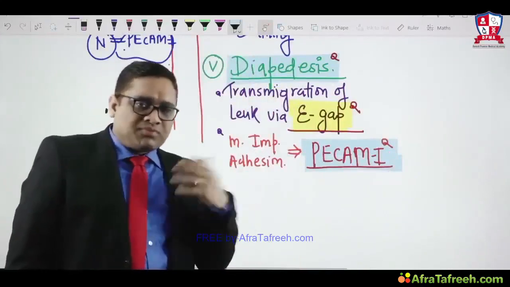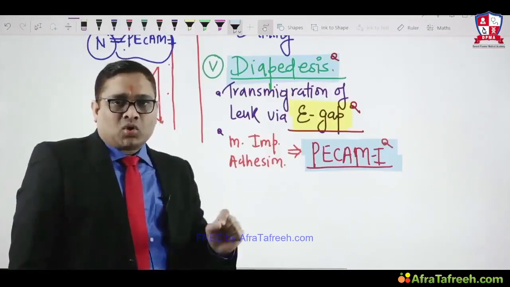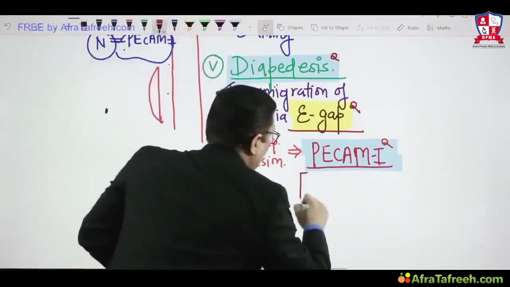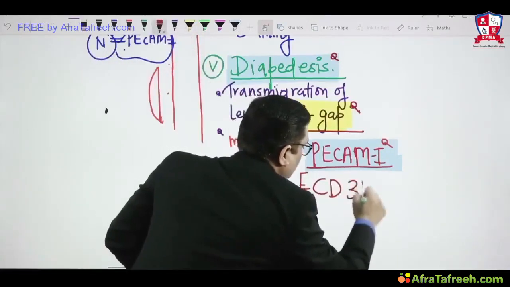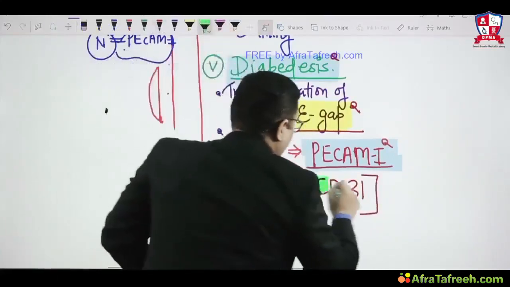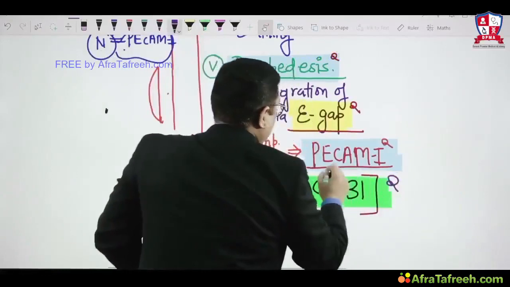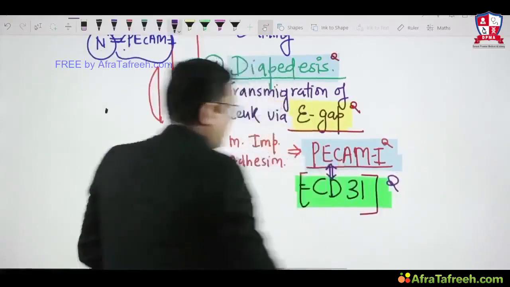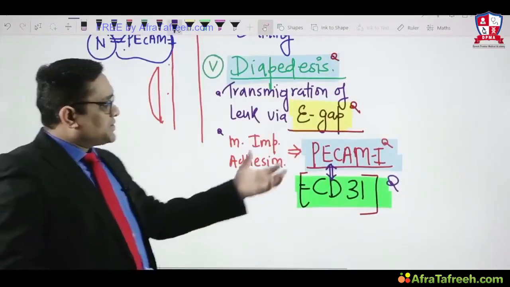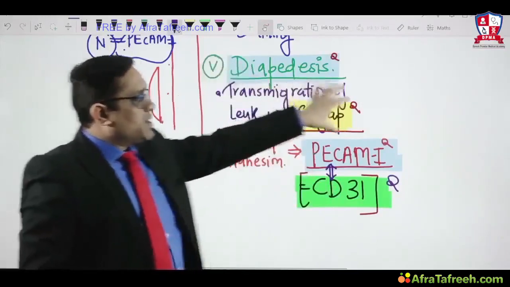Now we will predict what can be the future question, because PCAM1 is an immunoglobulin family molecule, and this immunoglobulin family molecule is also known as CD31. So the CD marker is CD31. That is what we are predicting, that this could be a future MCQ in exam. Be careful, examiner may ask this question. PCAM1 is also known as CD31, so both are same. Most important adhesion molecule for diapedesis is PCAM1 or CD31, and diapedesis is transmigration of leukocyte via endothelial gap.